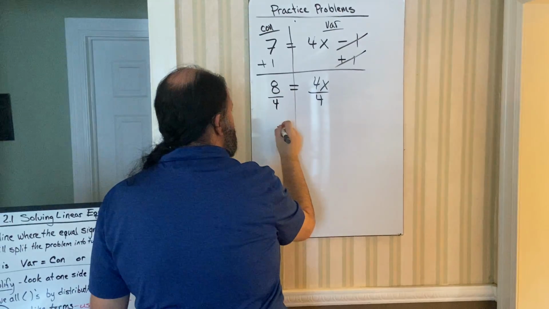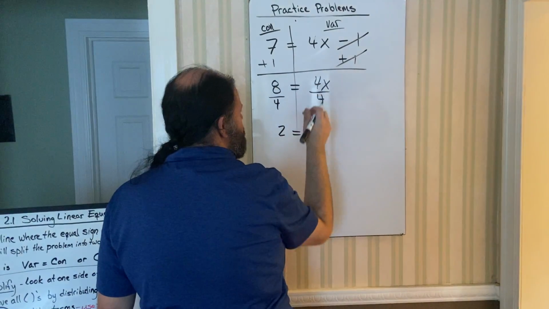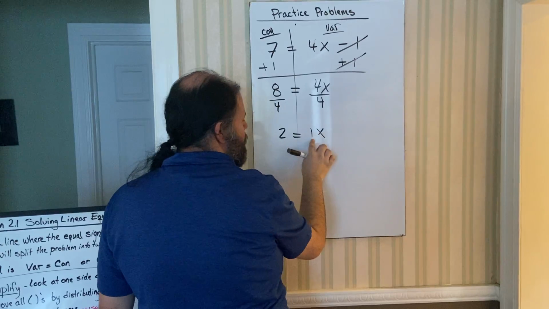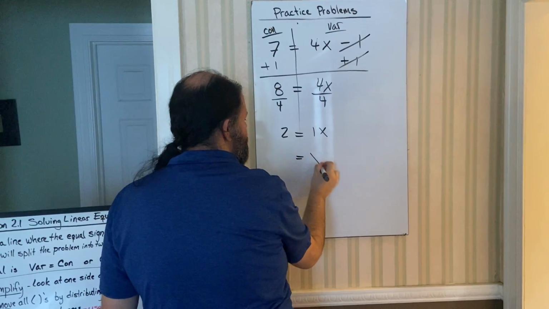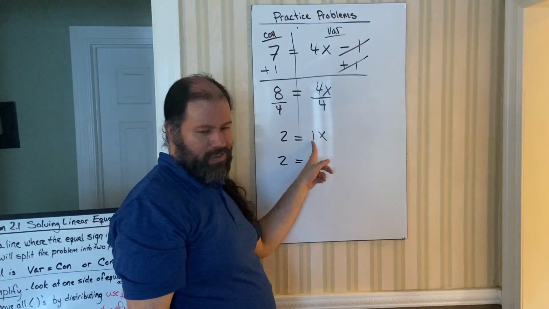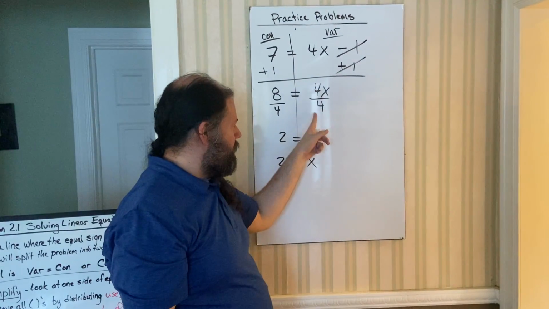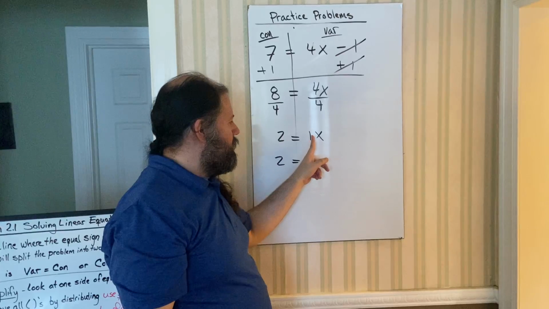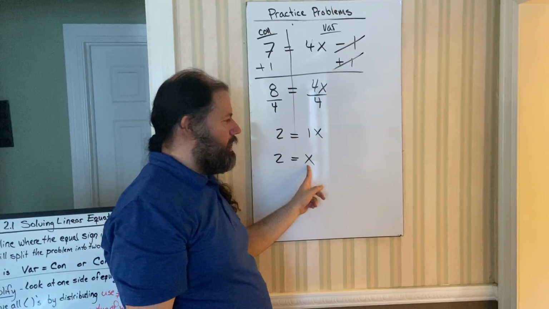So 8 divided by 4 is 2. 4 divided by 4 is 1x. And you should know by now, 1x is the same thing as x. So a lot of times I don't show this middle step because once you realize that this is secretly 1, then we can go from here to here.